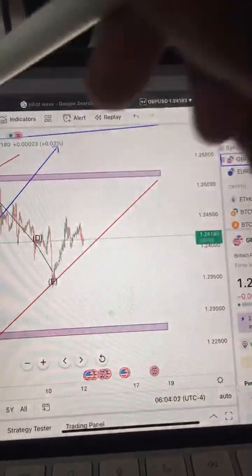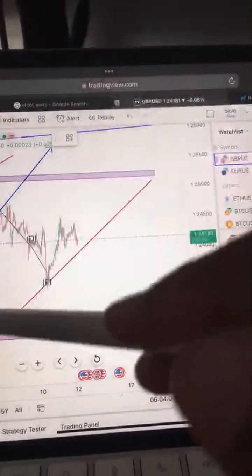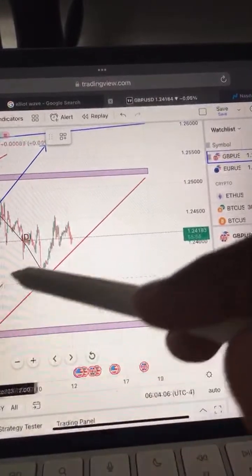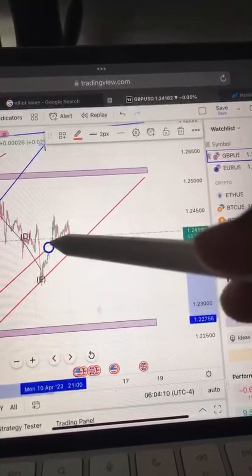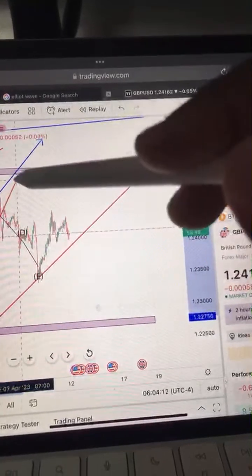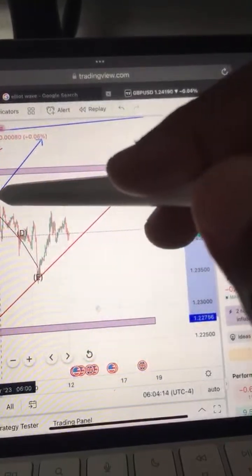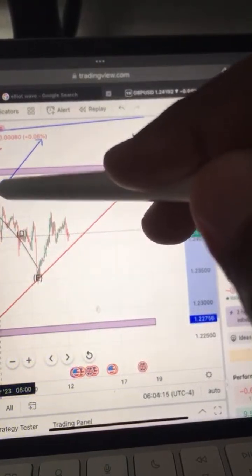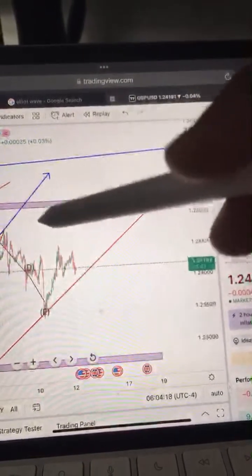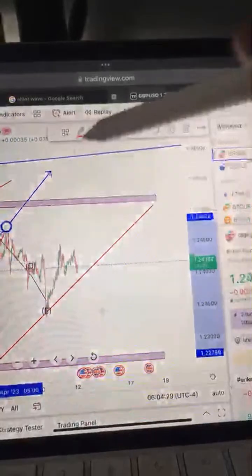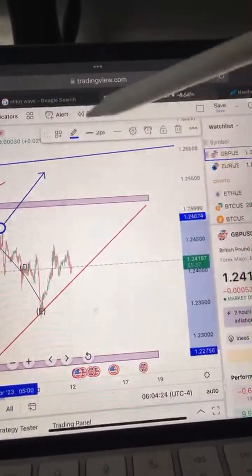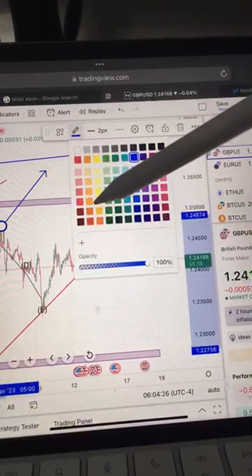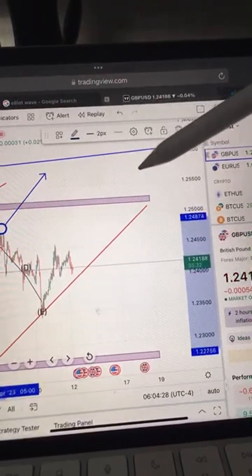And let me check if there is a confirmation for this selling trend right here. Let me start here. Right here there was no confirmation. Let me make it black.